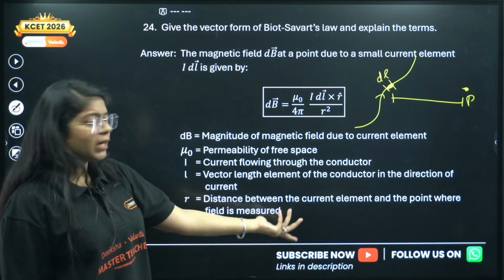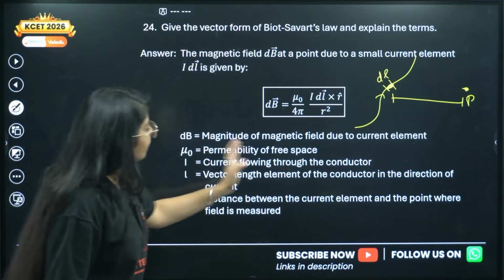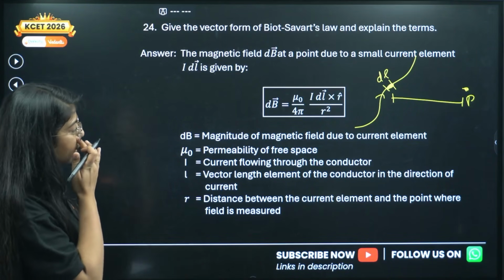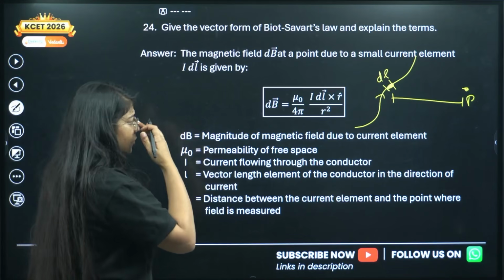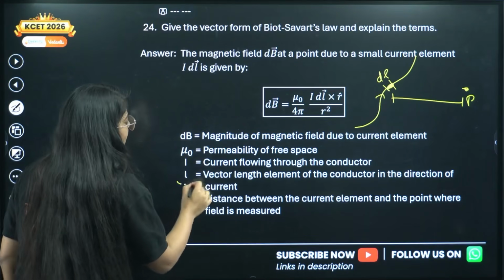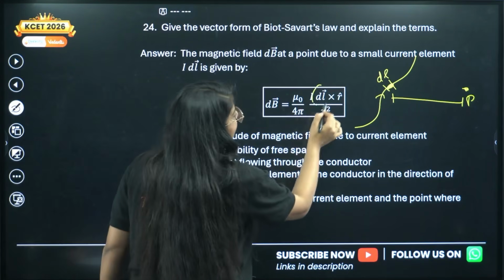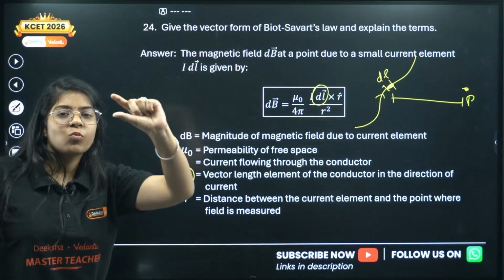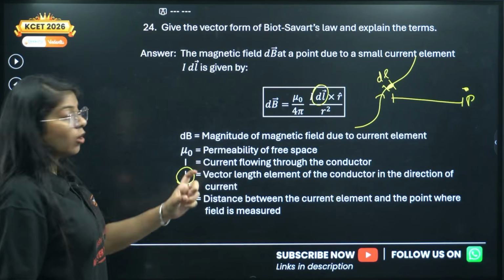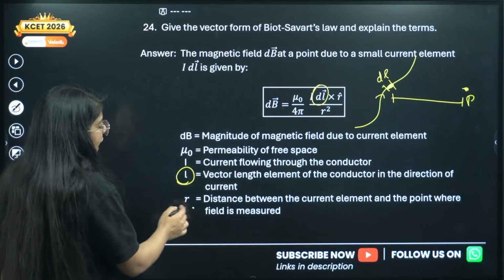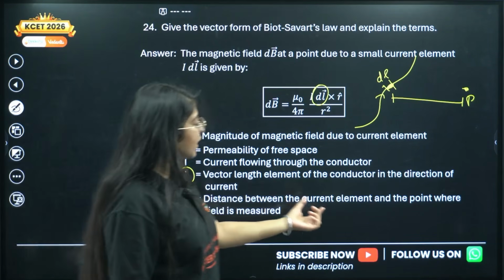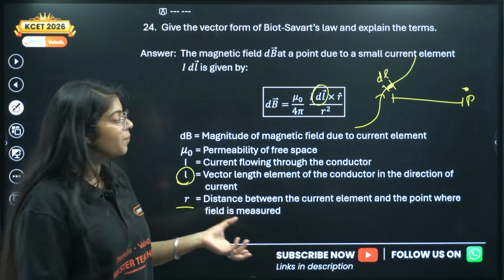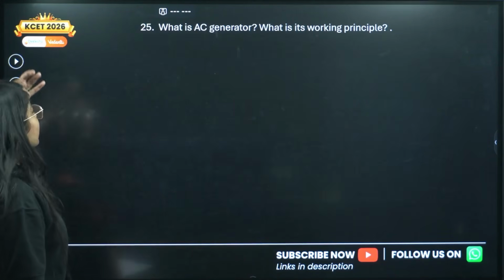So dB is the magnitude of magnetic field due to this current element. Mu naught is the permeability of free space, we know that. I is the current flowing through the conductor. dl is the vector length element of the conductor in the direction of current. It is just a small length of the whole conductor. And r is the distance between the current element and the point where the field is measured, correct? Okay, moving on to the 25th question.